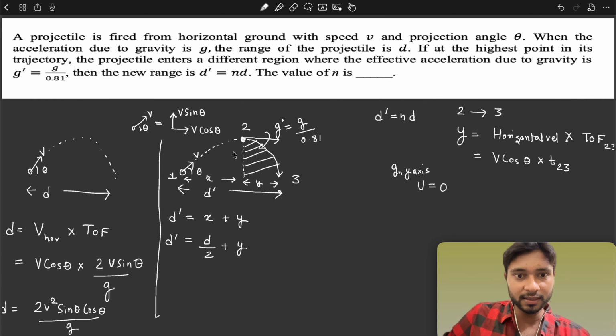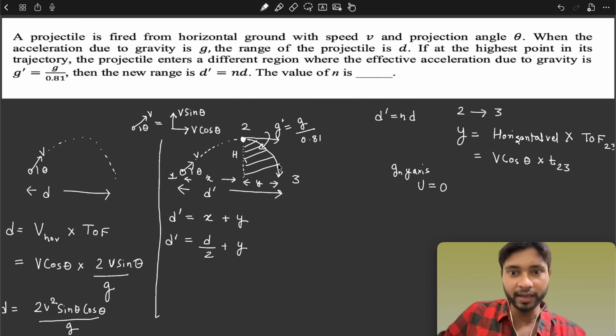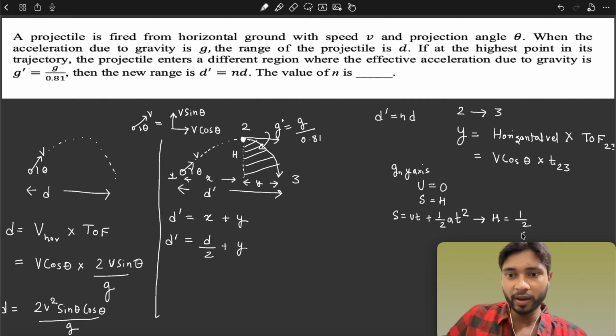Displacement is, suppose this vertical distance is h, so I can write s as h, and then I can use the second equation of motion, s equals ut plus half at square. I can write it as h equals u is 0, half into acceleration due to gravity. Acceleration due to gravity is g dash, which is g by 0.81, into t23 square.